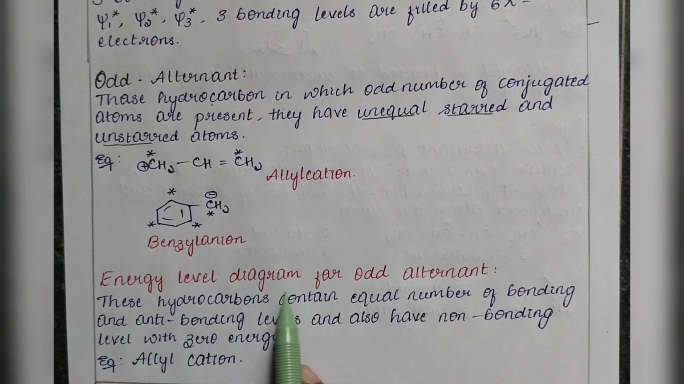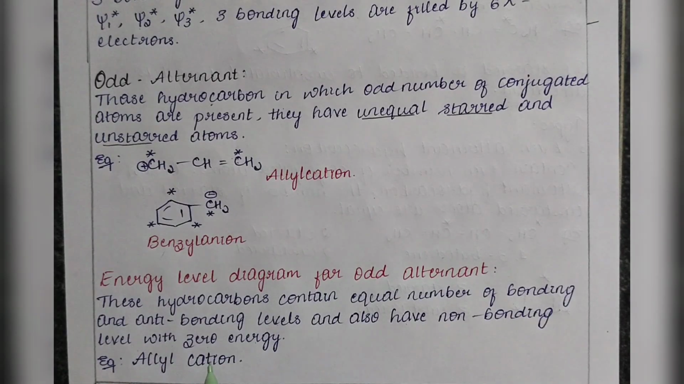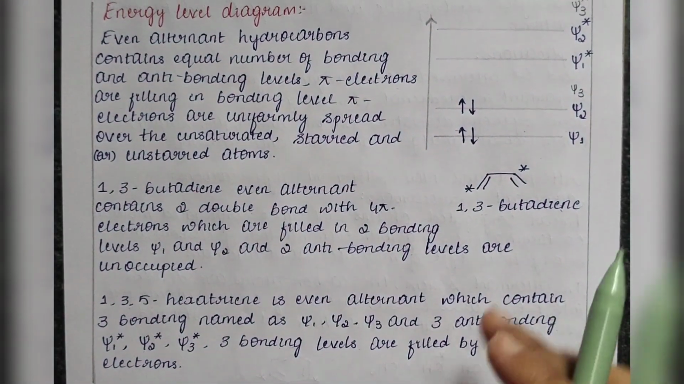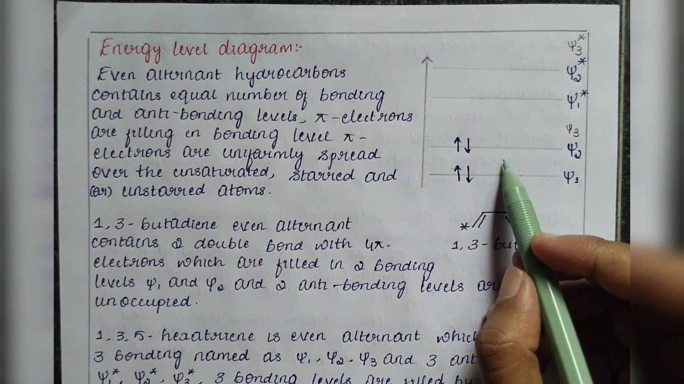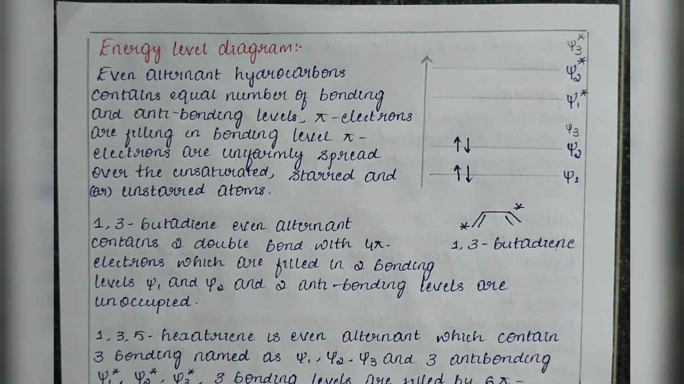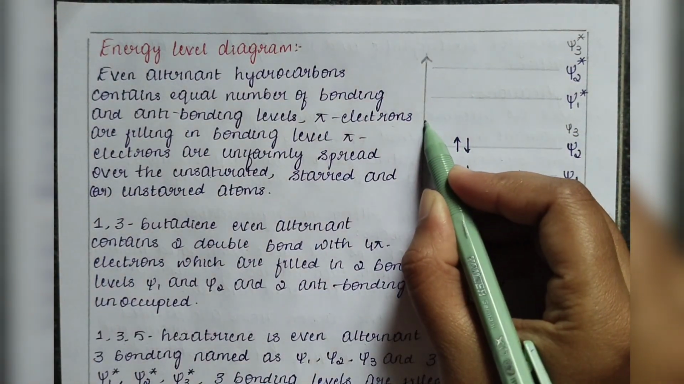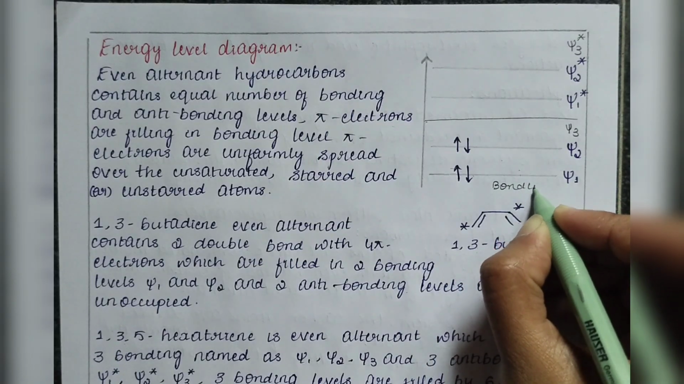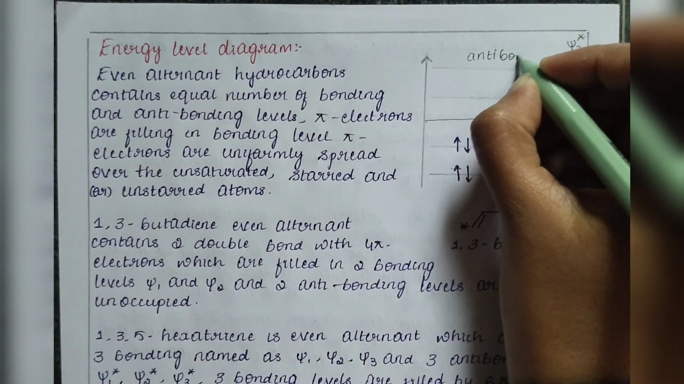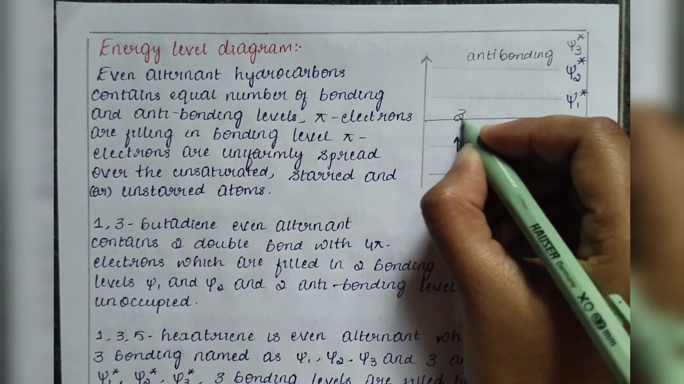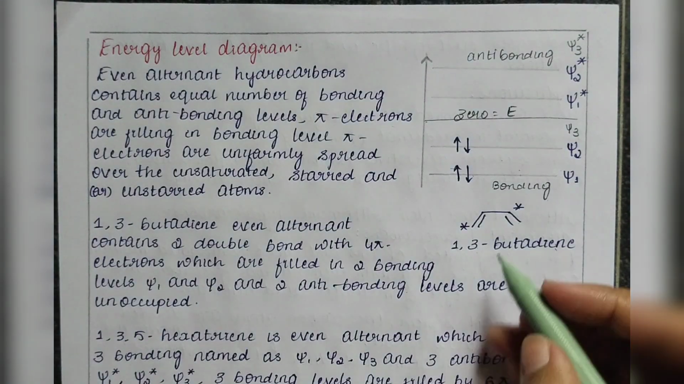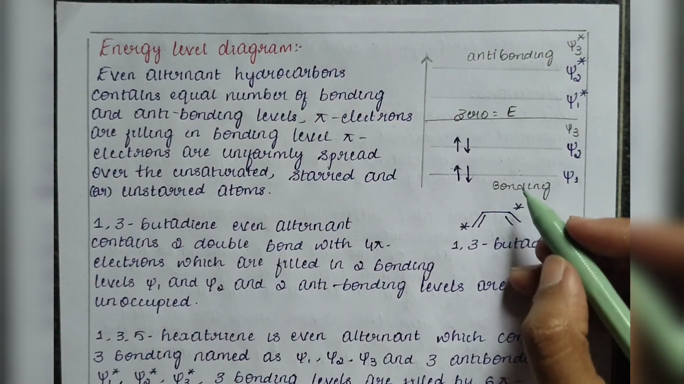Now, if we look at the energy level diagram for the odd alternate, these hydrocarbons contain an equal number of bonding and anti-bonding levels, and also have a non-bonding level with the energy level 0. Like the example of allyl cation, as we know from the energy level diagram shown for the alternate hydrocarbon, the number of bonding and anti-bonding orbitals will always remain the same. But in odd alternate, we can also see a non-bonding energy level which lies exactly between the bonding and the anti-bonding energy levels. Usually, the non-bonding energy level will always be 0. So, this is the energy level diagram for an odd alternate.